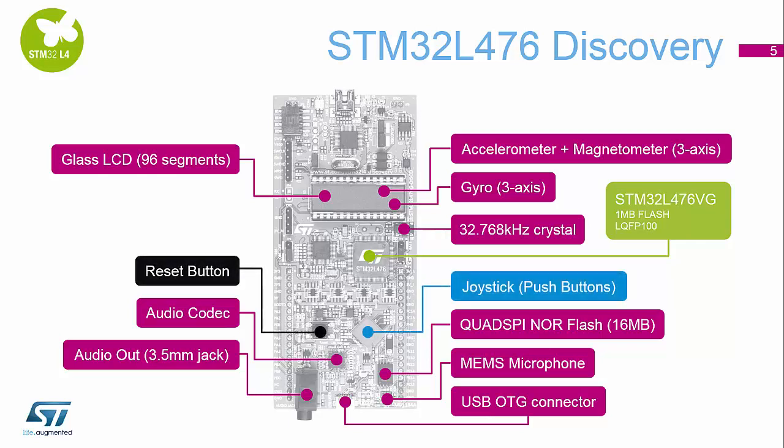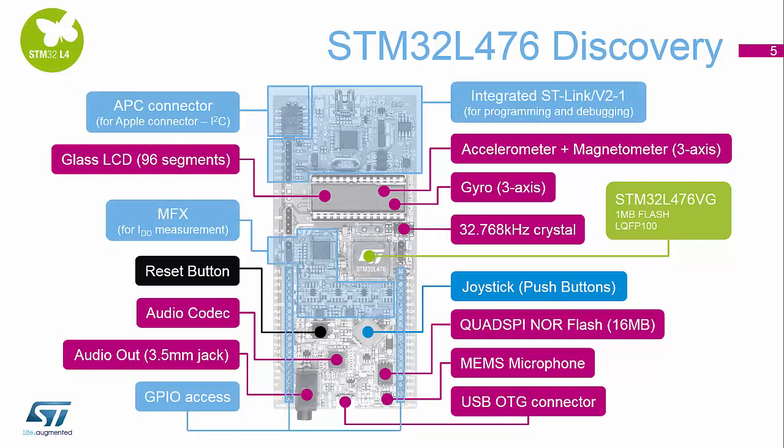The reset button and the joystick button you've already been using, so they're already known to you from the morning's examples. Then we've got a few extra bits. At the top part of the board, we've got the integrated ST-Link, which you've already been using for programming and debugging during the morning session. Then we've got a selection of op amps and another STM32, which is there for the base demo that comes inside the discovery board for doing the IDD current measurements, the automatic current measurements of the system. Then you've got the two headers where you can access all the GPIO pins if you want to add any extra features to this particular target board.